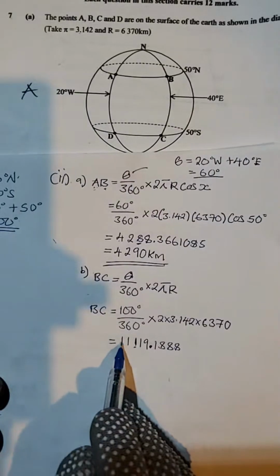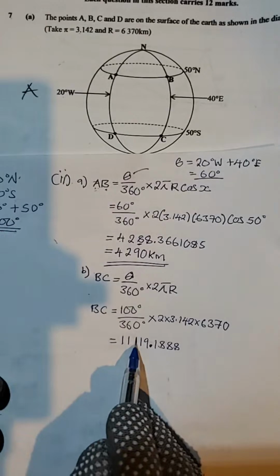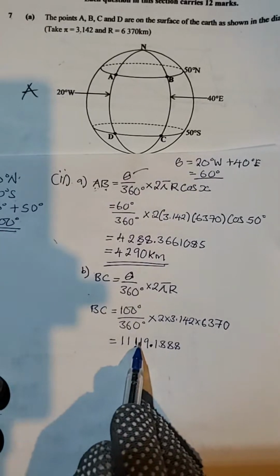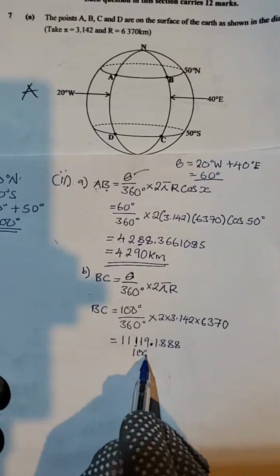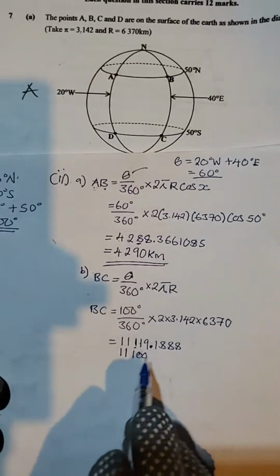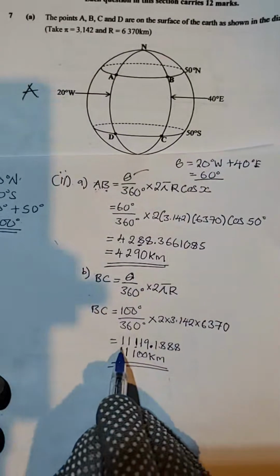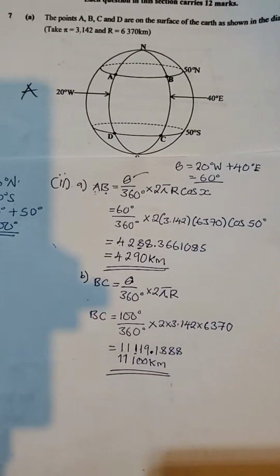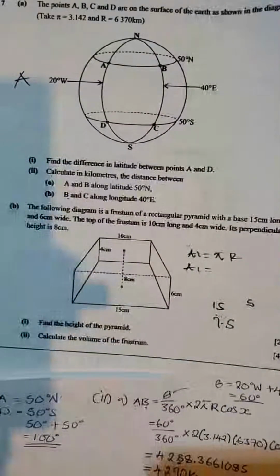So this will be 1, 2, 3 up to this one. The number after this one is 1, which is less than 5. So this will be 1. Then these 2 will be 0, 0. Then we have 11,000 like this. So it's just 11,100 kilometers. And this is our answer. Good. We are good to go. Let's go to the next question.